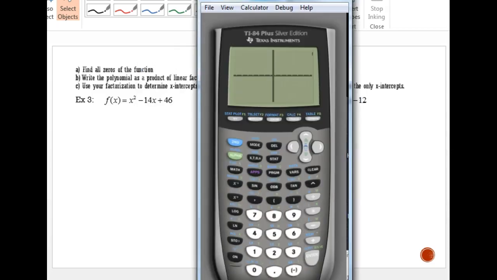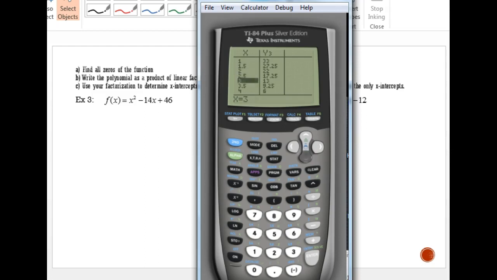Okay, if I zoom out, look, it's doing this business right here. Now, if I want to, I can go to my table and see if I can figure out what these values are right here where it's crossing the x-axis. So if I go back to my regular screen, I can try to count, but it doesn't look like it's perfectly exact. So I'm going to go to the second table and look at where is the y equals 0.